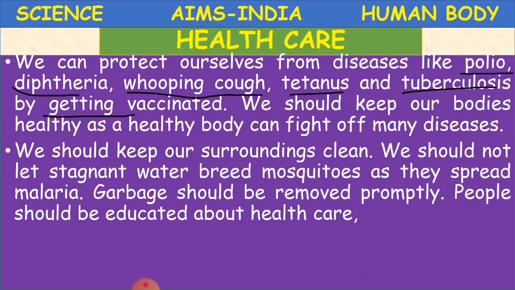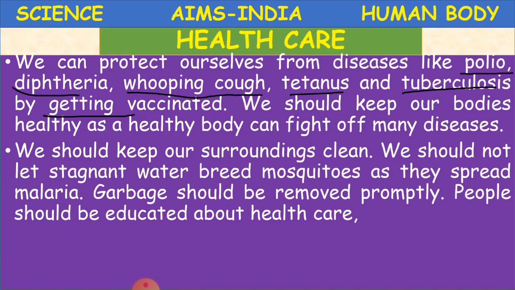Because of those mosquitoes, we will be affected with malaria. So that is why we have to keep our surroundings dry always. Okay, children, and garbage should be removed promptly. Whatever dust is there around our house or in our house must be removed very promptly, otherwise garbage also becomes a home for flies and mosquitoes. Again, they affect our health.